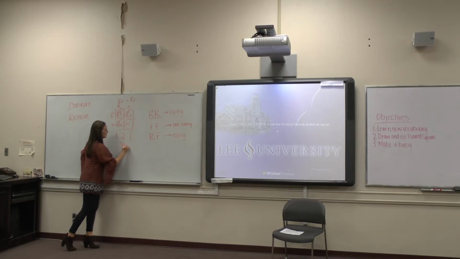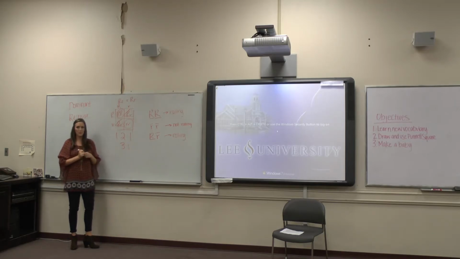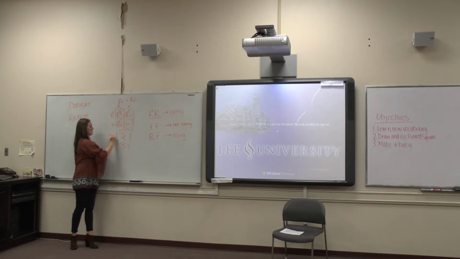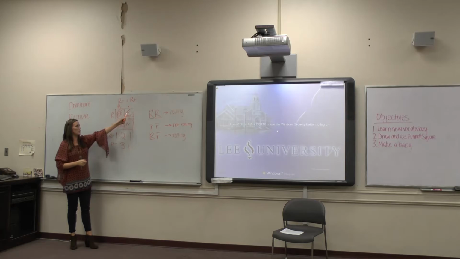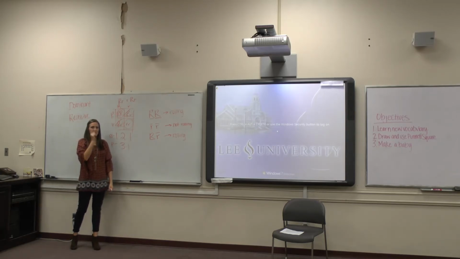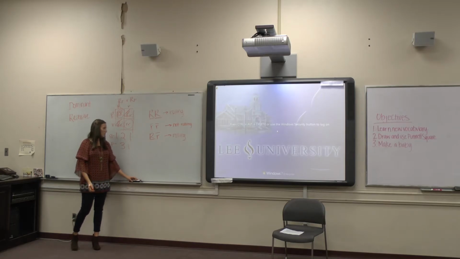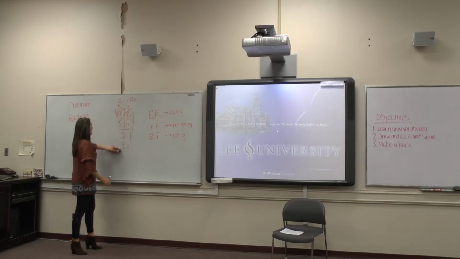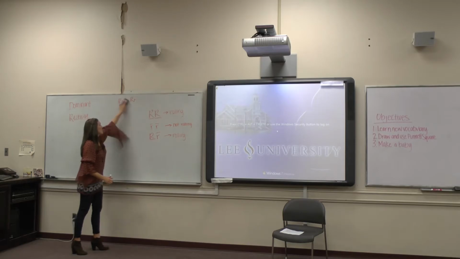Why? 3 rolling, 1 non-rolling. Right, because even though this looks different than this one, when you see the trait, it looks the same. So now we're going to get started making a baby.